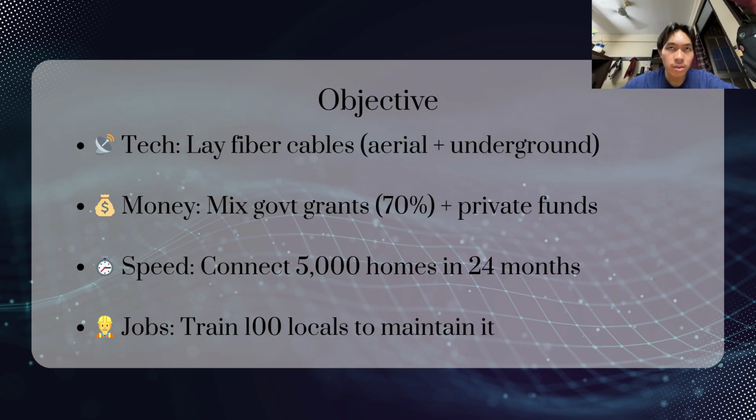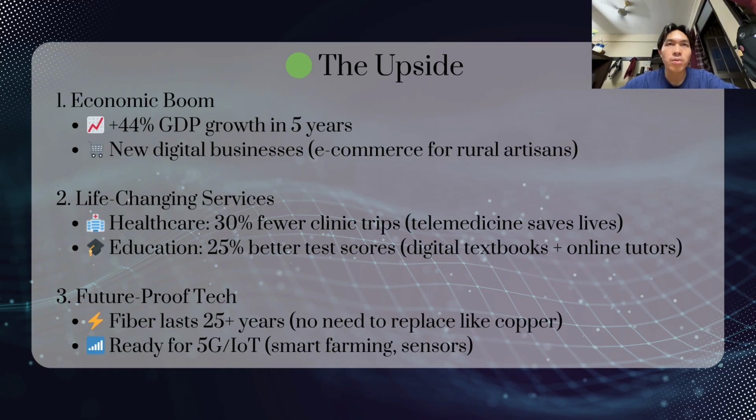Speed of project: connect 5,000 homes in 24 months. Jobs: train 100 locals to maintain it. What will we gain? Economic boom, 44% GDP growth in 5 years, new digital businesses. Then life-changing services: healthcare, 30% fewer clinic trips; education, 25% better test scores. Future-proof tech: fibre lasts 25 plus years, ready for 5G and IoT services.